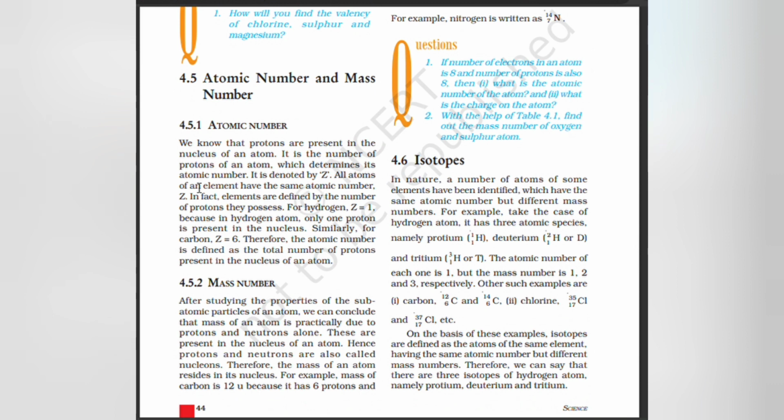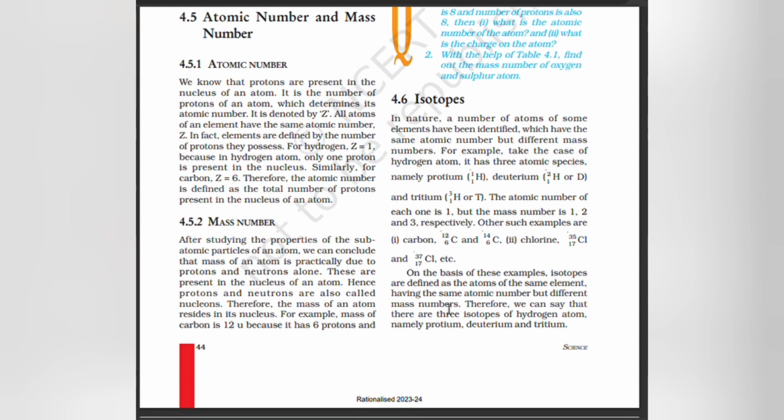All atoms of an element have the same atomic number, Z. In fact, elements are defined by the number of protons they possess. For hydrogen, Z is equal to 1, because in a hydrogen atom only 1 proton is present in the nucleus. Similarly, for carbon, Z is equal to 6. Therefore, the atomic number is defined as the total number of protons present in the nucleus of an atom.